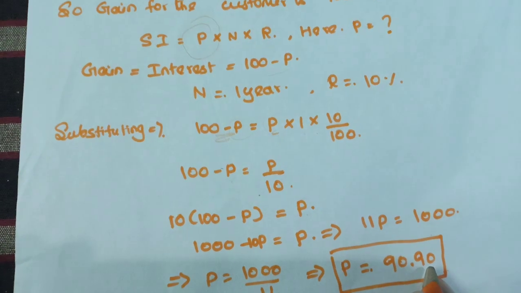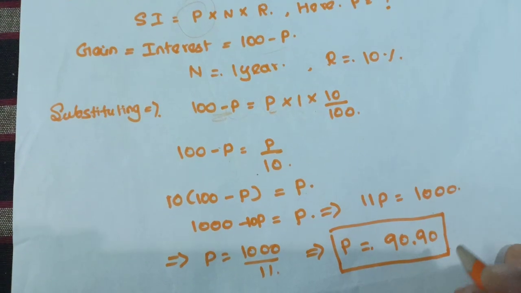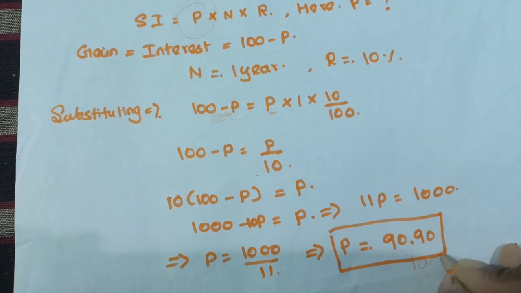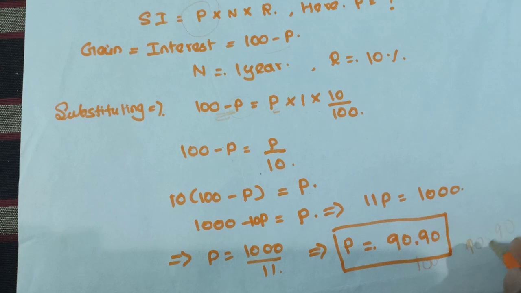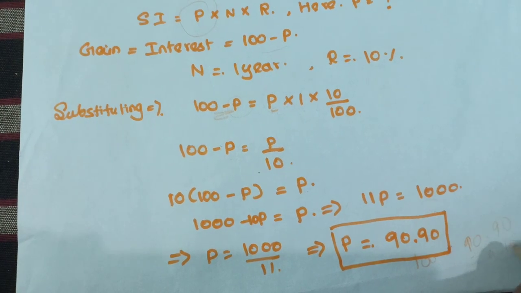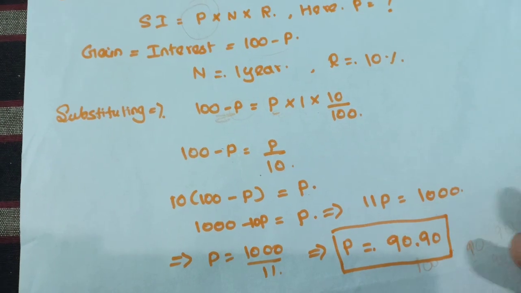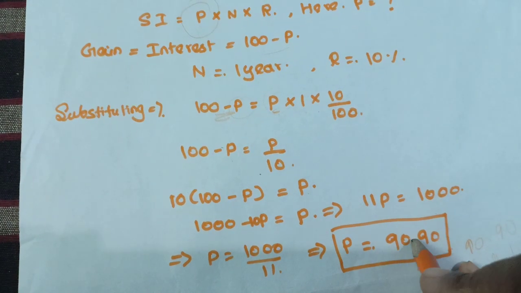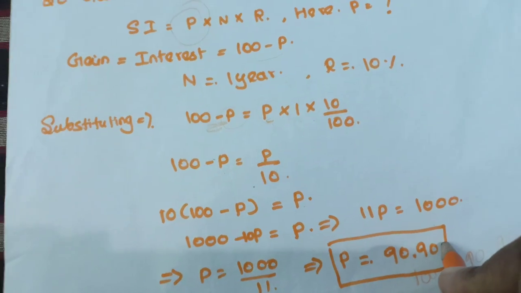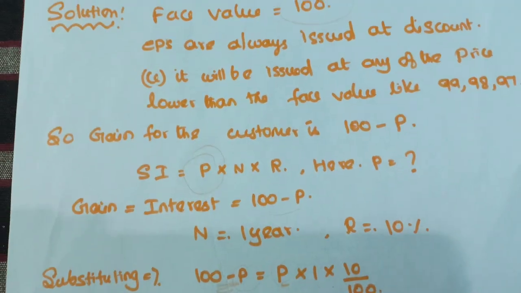The issue price of the commercial paper is 90.90. So the gain for the customer is 100 minus 90.90. We are getting 9.10 as the gain for the customer, that is the interest. P is 90.90. Here is the solution.